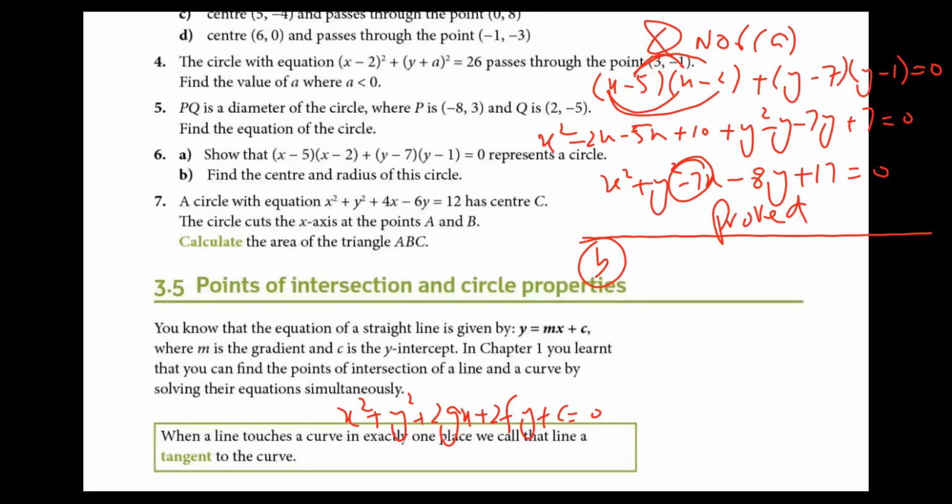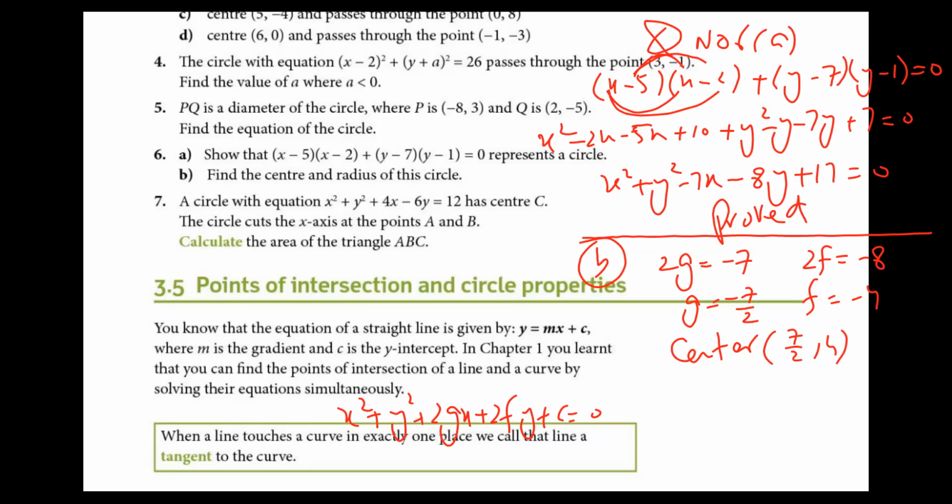The x coefficient is negative 7, and the x coefficient is 2g. So 2g is equal to negative 7, and g becomes negative 7 over 2. And negative 8 equals 2f, the y coefficient. So 2f is equal to negative 8, and f becomes negative 4. So the center, you know, we must change the sign, so 7 over 2 and 4 is the center.